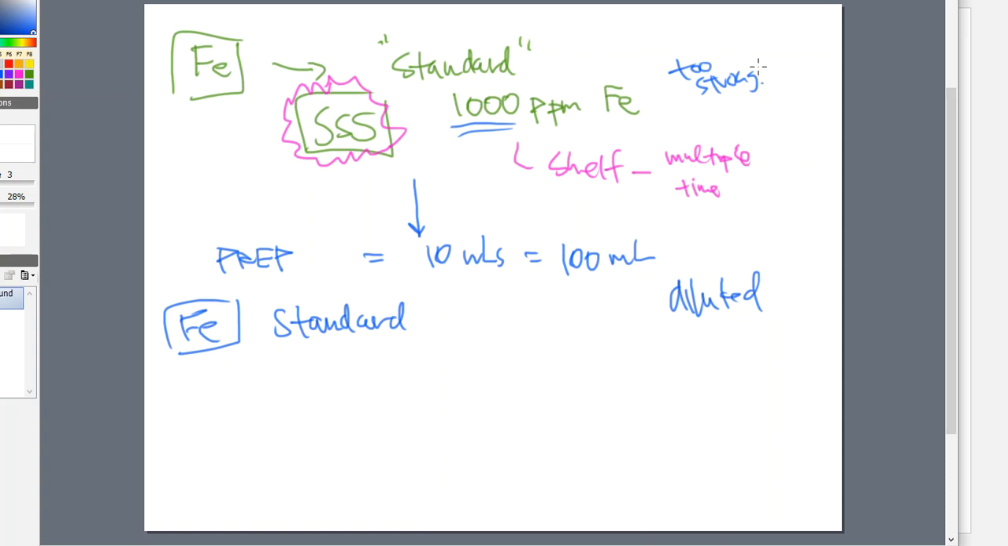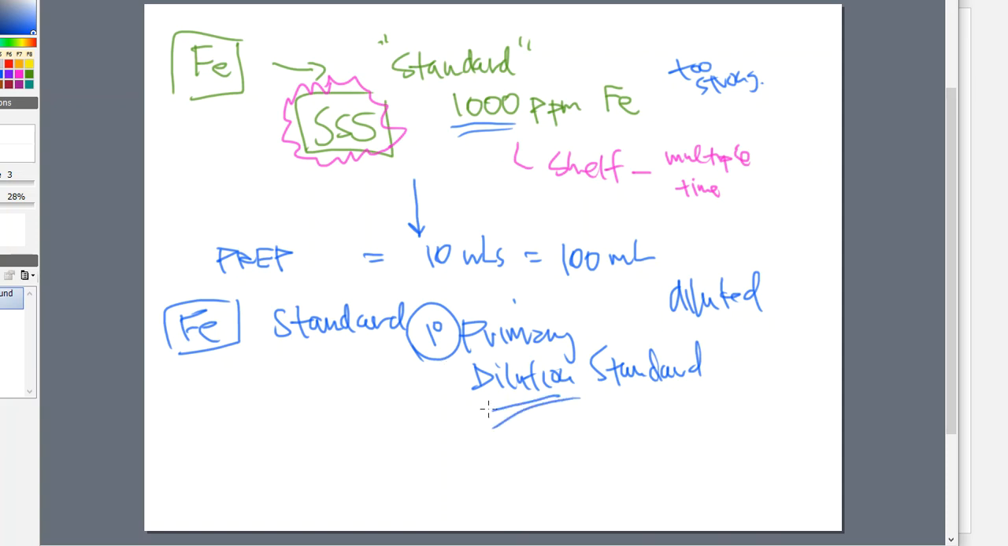Well, what did she do if she did prep it that way? If she did dilute this down, this is what we would call the primary dilution standard. And now you see why we call it this. Primary means the first. This is the first dilution. That's the key word. Primary is not the key word. Dilution is the key word. This is the first dilution step that has been made.